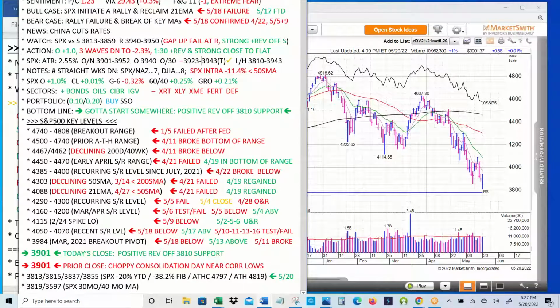Now, also, this big clump of support levels here, 38.13 is the S&P 500 minus 20% year-to-date level. 38.15 is a 38.2%. That's a big Fibonacci retracement level from the COVID low to the high late last year, or maybe it was January, early January. I'm not sure which one, but it was a big level, 38.2%. And then 38.37, 38.55, those are 20% off of the all-time high close and the all-time high from earlier this year. So we touched all of these on 520. Additionally, 38.19 is this S&P 500 30-month support level.